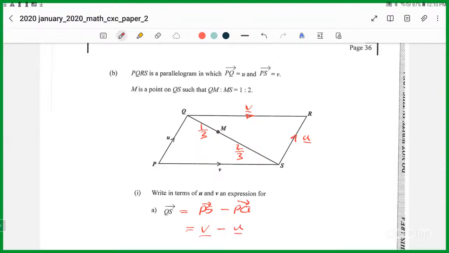But you can also use the diagram to get QS. Go from Q to S. Look at the diagram. I can go Q to R first, and then go R to S. Now, Q to R is just this V.